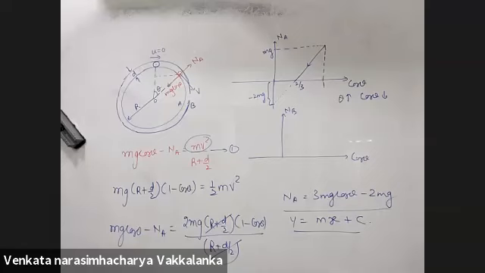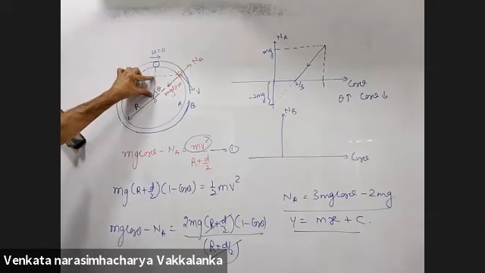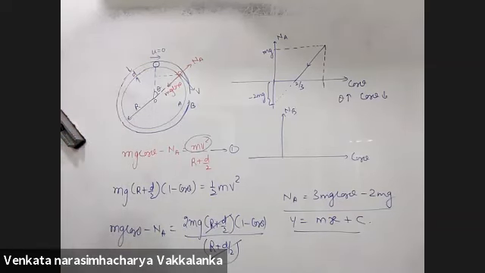Can you explain the energy conservation equation? Loss in potential energy is gaining kinetic energy. This is the radius. R minus R cos theta is the loss in potential.